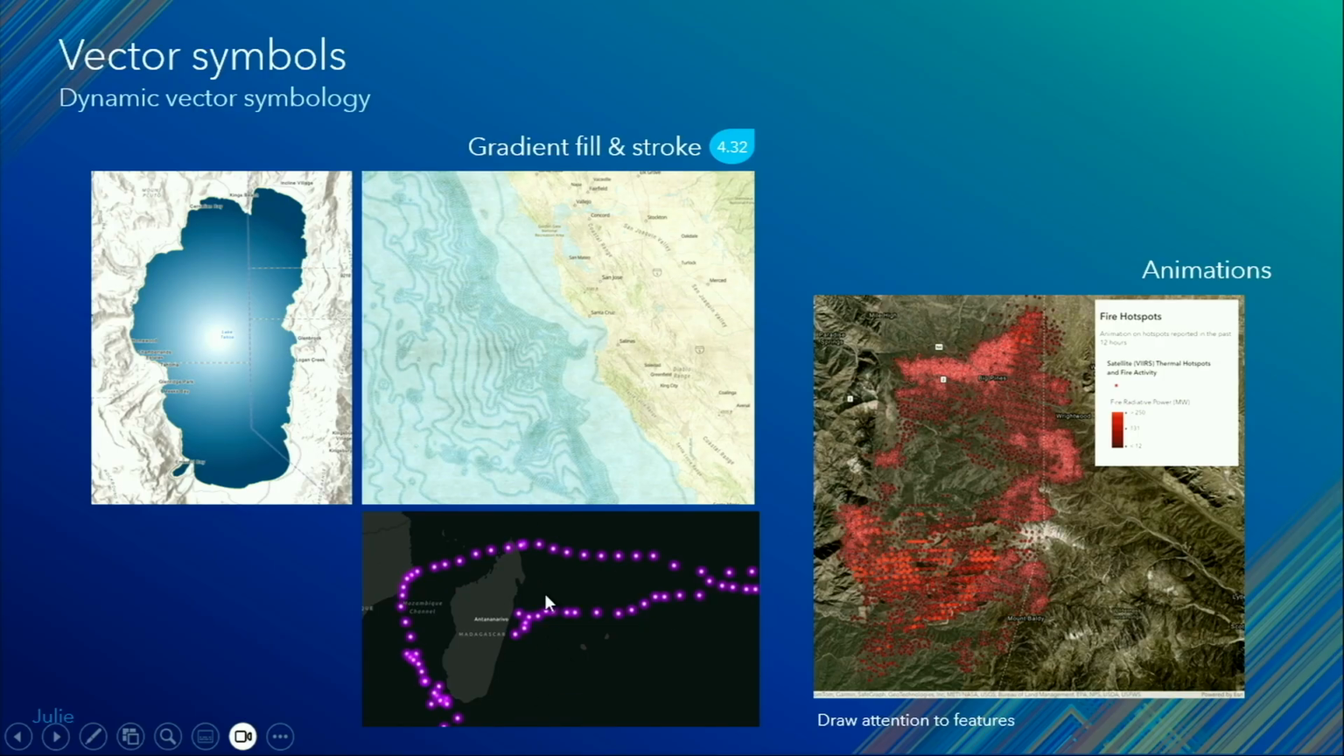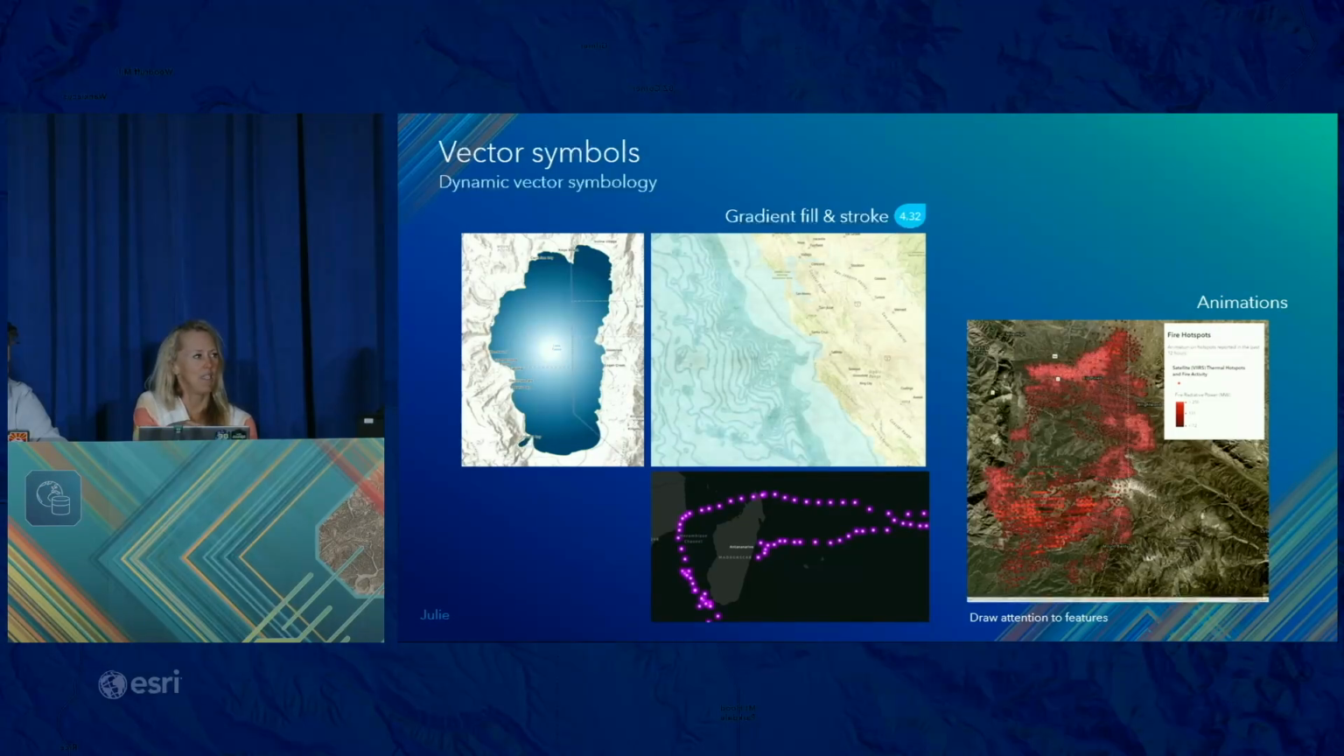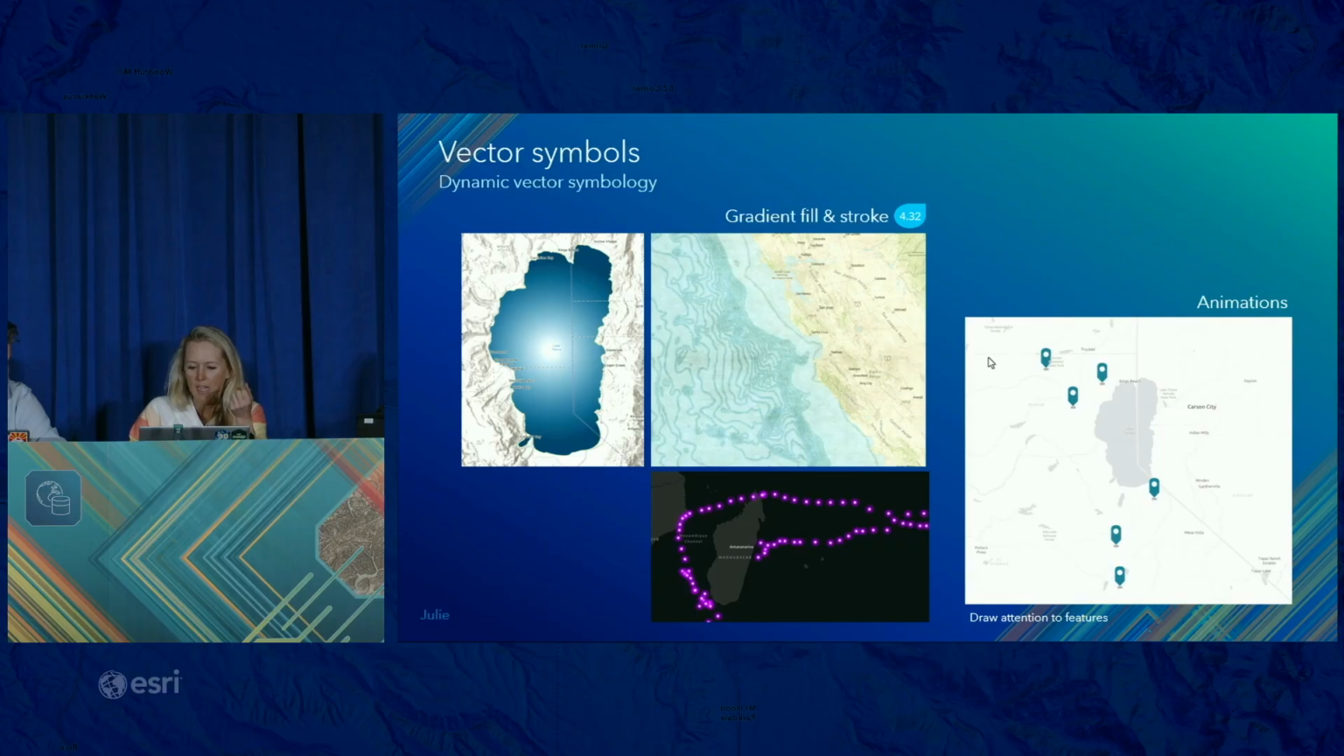Down here, you guys might be thinking, oh, Julie's faking, this Firefly symbology has been available for a long time. Well, previously, Firefly was basically just an image with that gradient look. Now this can be completely vector-based using this new symbology. And then animation. If you want to draw attention to features, if you look closely, this is animating here in these fire hotspots. So you can draw attention to features if you'd like, or you can do it based on user interaction.